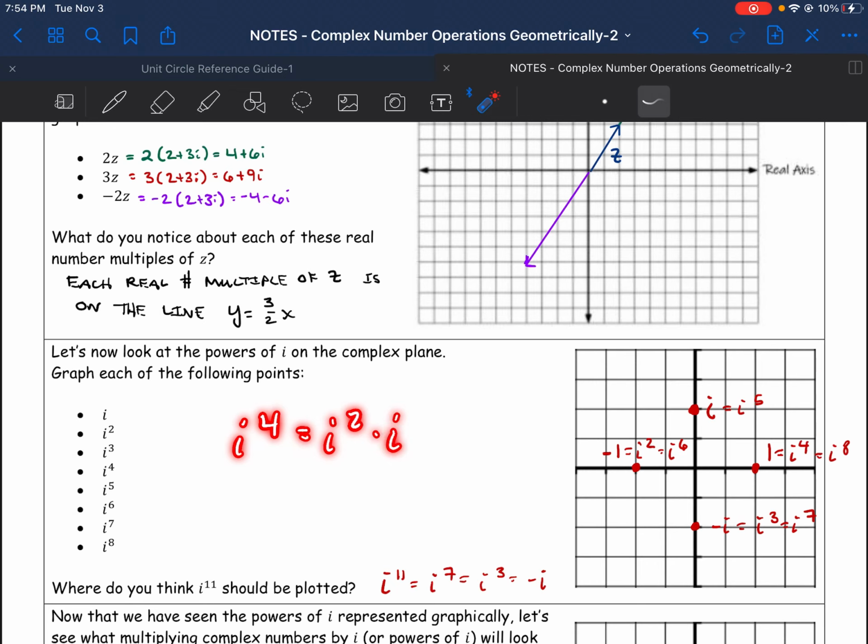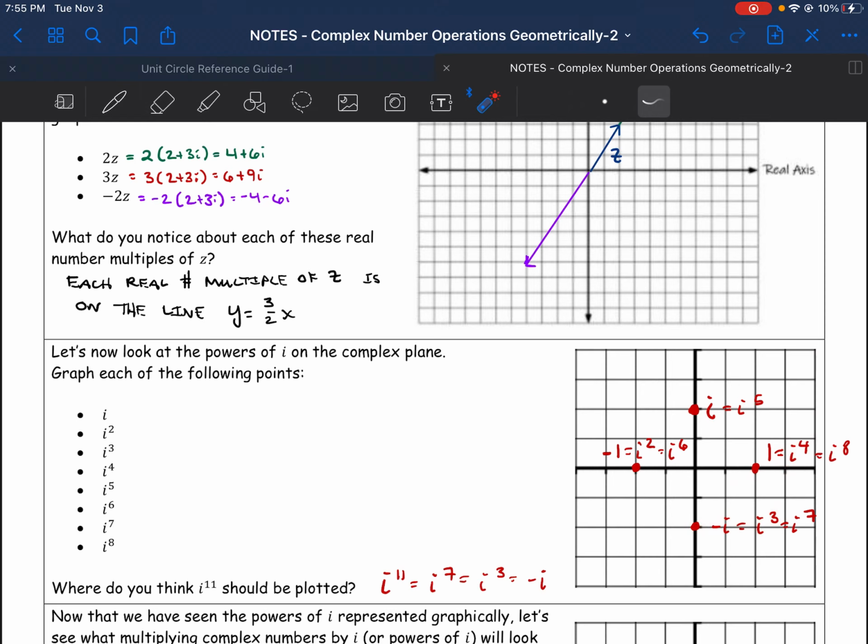Well, we know i to the fourth is i squared times i squared, which is negative 1 times negative 1, which is positive 1. So i to the fourth just so happens to be positive 1. And notice that every time we are multiplying by i, we just end up getting a 90-degree rotation of the point counterclockwise. Going from i to the second power to i to the third power, this point here rotated 90 degrees. Same thing here, i to the third to i to the fourth. This point here rotated 90 degrees, all counterclockwise.